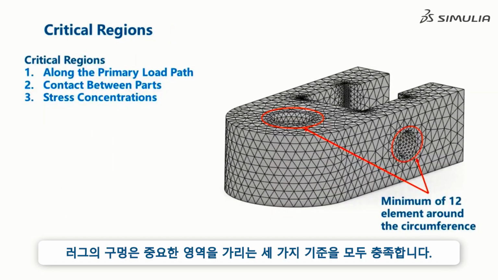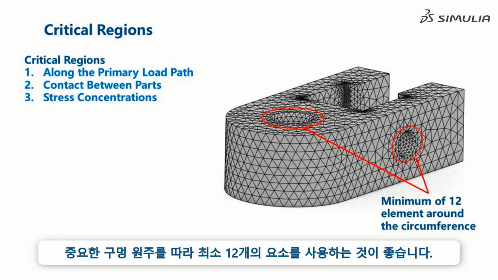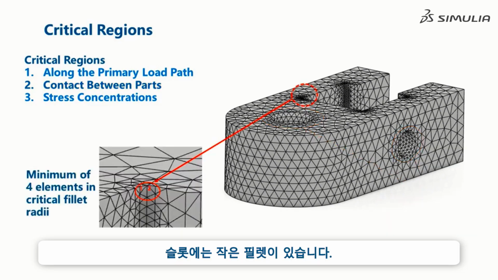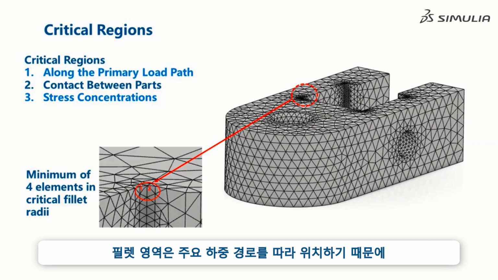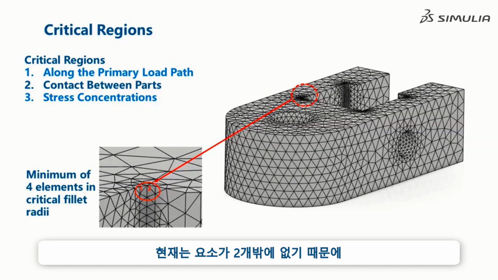The holes in the lug meet all 3 criteria for critical regions. A good practice is to use a minimum of 12 elements around the circumference of a critical hole. There are small fillets in the slot. These regions are along the primary load path, and are also a stress concentration. Generally, we want at least 4 elements in a fillet like this. We currently only have 2 elements, so we will likely need to refine the mesh in this region.